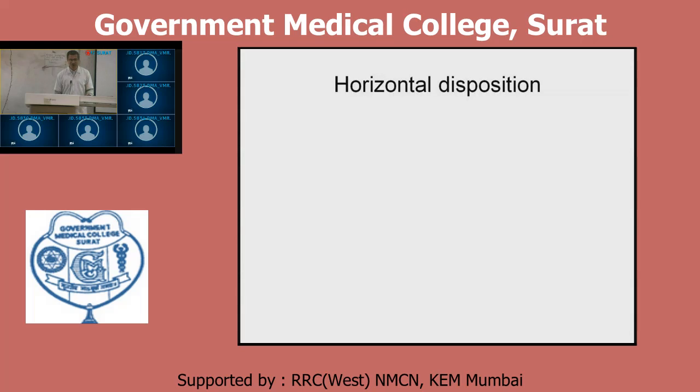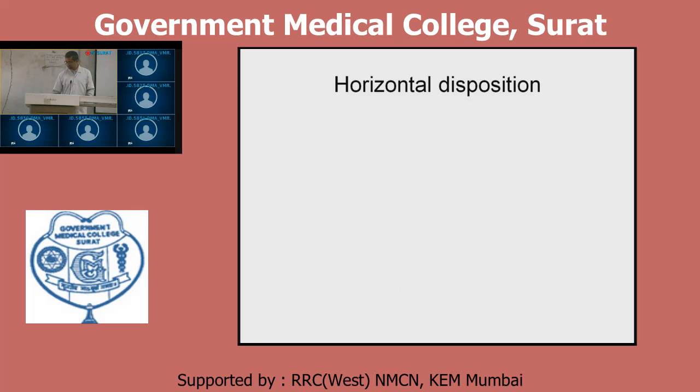Now again, if you know the vertical disposition, we can now easily trace the horizontal disposition. What is present in this horizontal disposition? How will you trace? We have to trace this horizontal disposition at different levels: below the transverse colon and above the transverse colon.